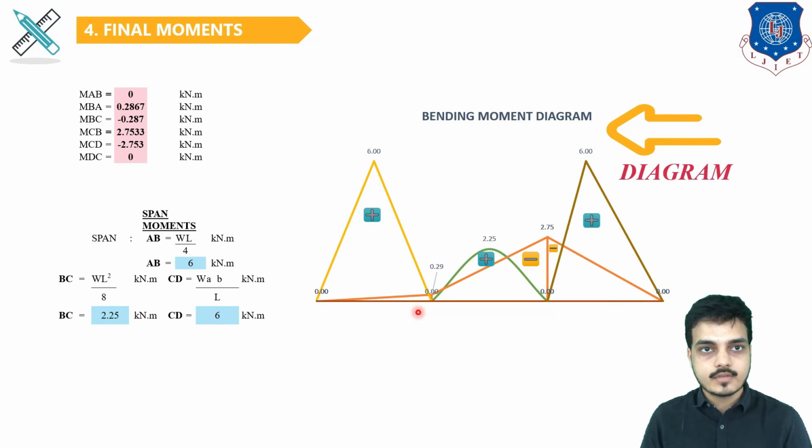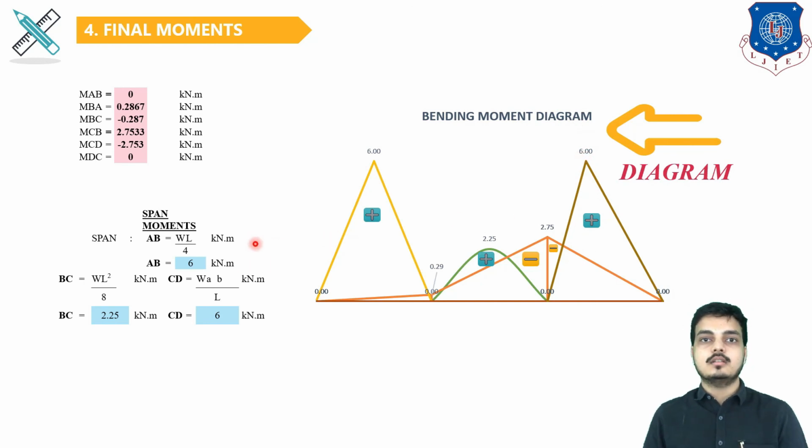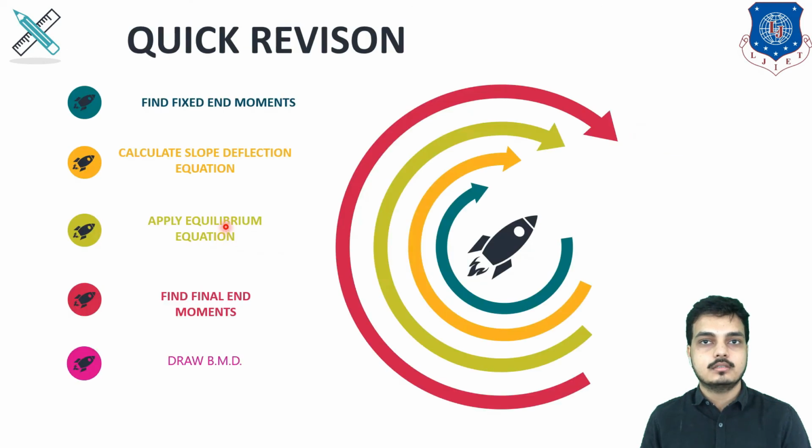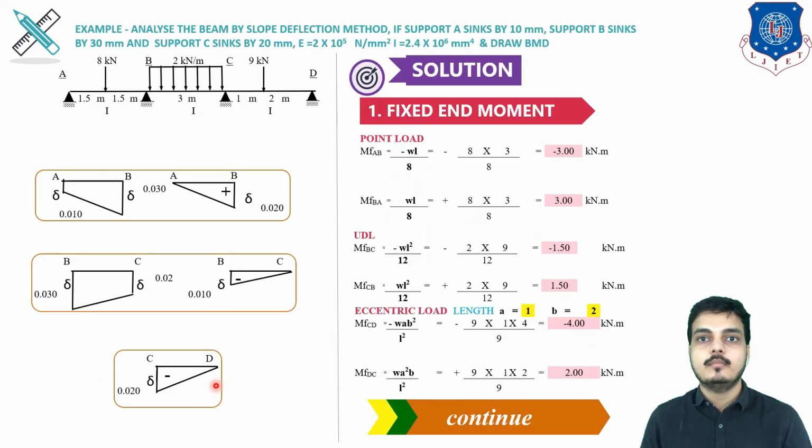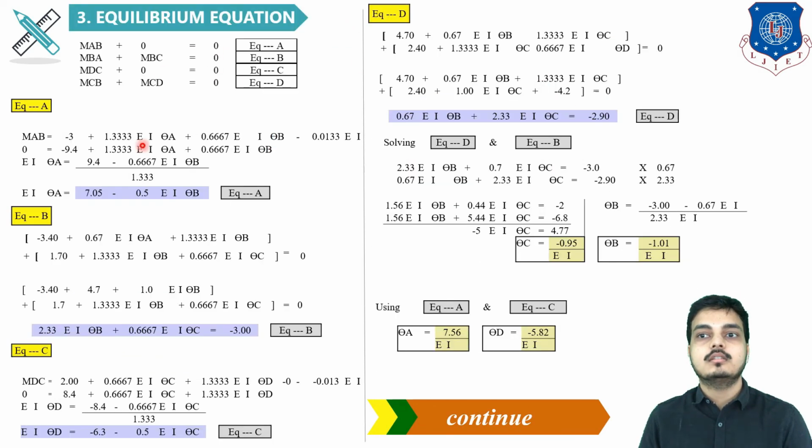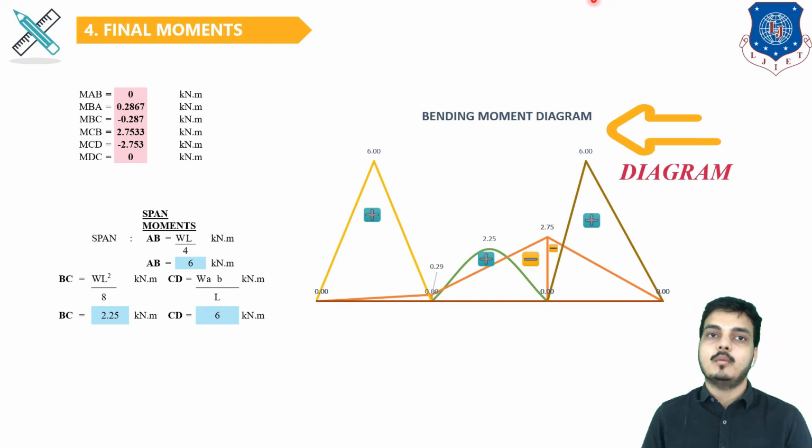And this is a triangle because of the center point load, UDL gives a curve, and then the eccentric point load. Where the eccentric point load is, there is the maximum amount of bending moment. So this was the sum of 4 unknowns with deflection. We found the fixed end moment, calculated the slope deflection equation, applied the equilibrium equation, then found the final end moments, not fixed end moments, final end moments, and then drew the bending moment diagram. We have the net effect of delta, then fixed end moment, then slope deflection equation, then equilibrium equation, and at last the final moments. So this was the lengthiest sum of a beam.